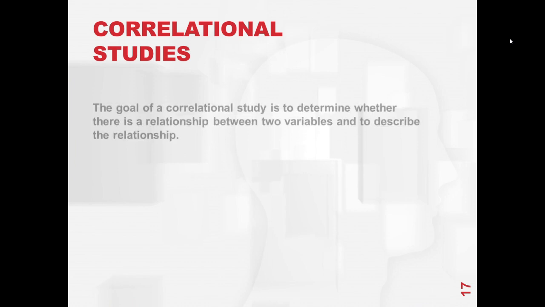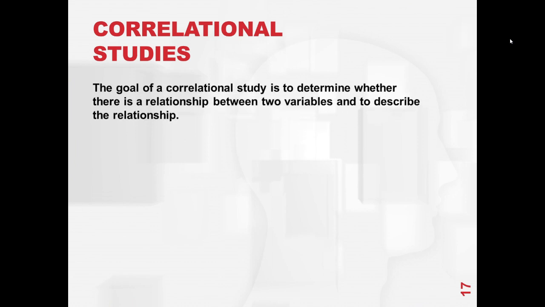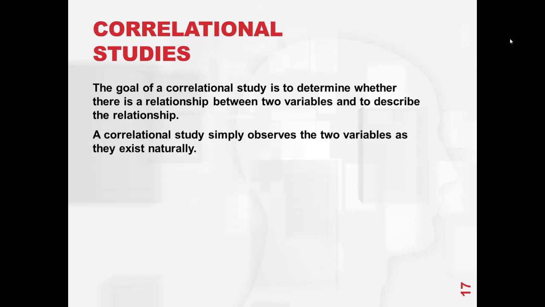So, what are correlational studies? The goal of correlational studies is to determine whether there is a relationship between 2 variables and to describe the relationship. A correlational study simply observes the 2 variables as they exist naturally.